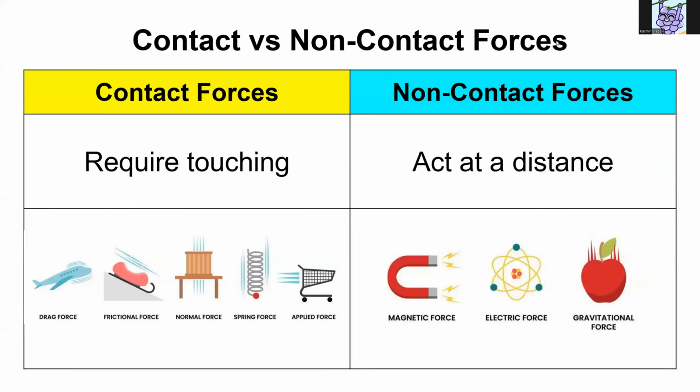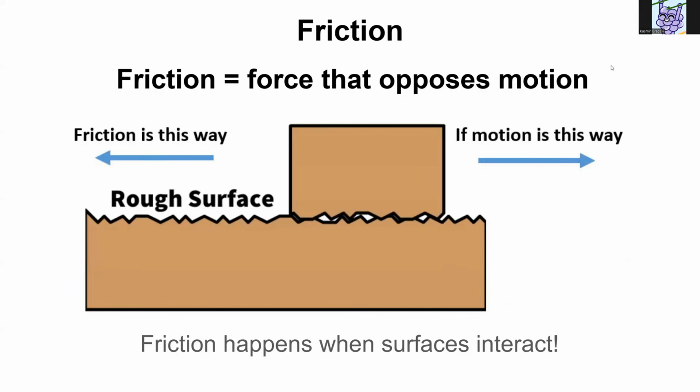So we have contact versus non-contact forces. Contact forces require touching. So we're talking about drag force, frictional force, normal force, spring force, and applied force. Non-contact forces act at a distance. So there's no contact. This is magnetic force, electric force, and gravitational force. We're going to first start by talking about contact forces today in action, and then we'll end the lesson talking about non-contact forces in action.